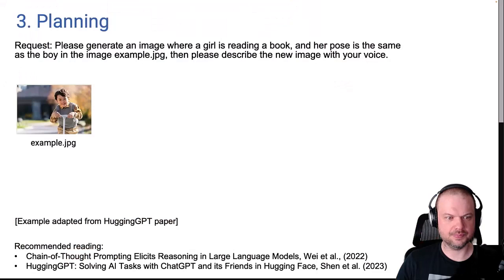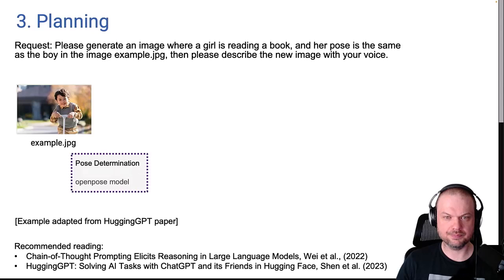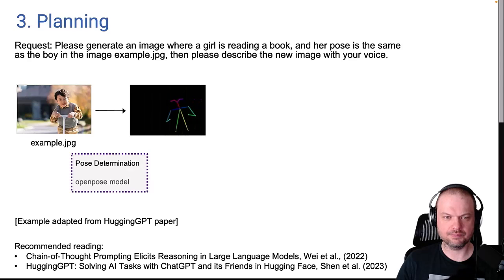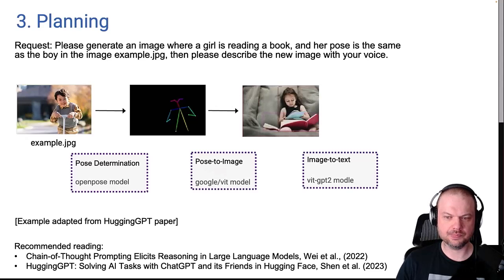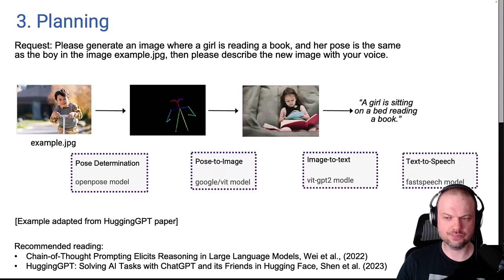But here is one example that I adapted from the HuggingGPT paper. You say, please generate an image where a girl is reading a book, and she poses the same as the boy in the image example.jpg, and please describe the new image with your voice. Given an example like this, today with AI agents, you can decide that the first thing to do is determine the pose of the boy. Then find the right model, maybe on Hugging Face, to extract the pose. Next, find a pose-to-image model to synthesize a picture of a girl following the instructions. Then use image to text, and finally use text to speech.